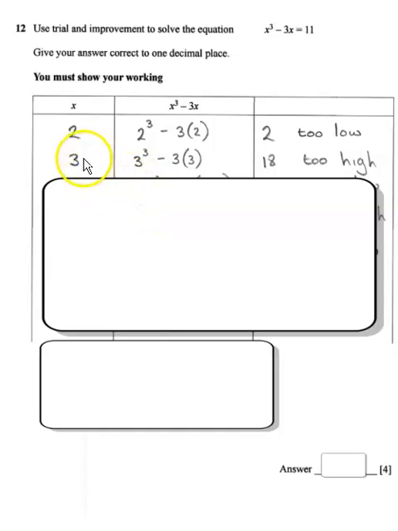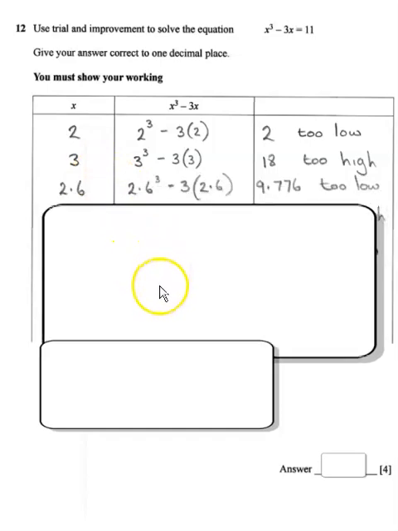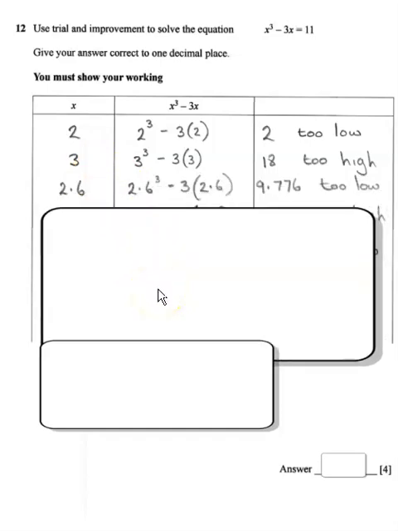So it's doing exactly the same. That would be 3 cubed take away 3 times 3, which is 18. And we compare it with 11 and it's too high. So 2 is too low, 3 is too high. So that means we're going to go in between 2 and 3. And I've picked 2.6.